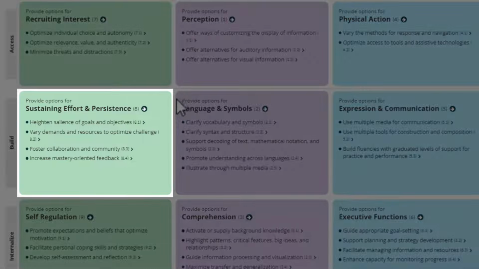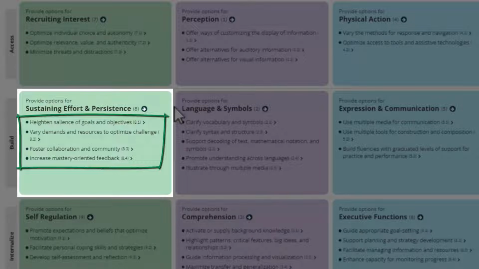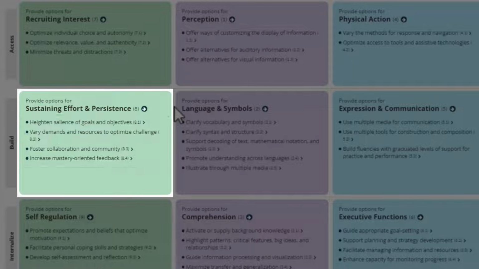Helpfully, each guideline contains a deeper level of useful practices which help us to implement the guideline. These are called checkpoints because they help us to check in and reflect on our practice. These are also numbered in relation to the guideline they sit under for reference. So under Guideline 8 about sustaining effort and persistence, the first checkpoint about heightening the salience of goals and objectives is numbered checkpoint 8.1.